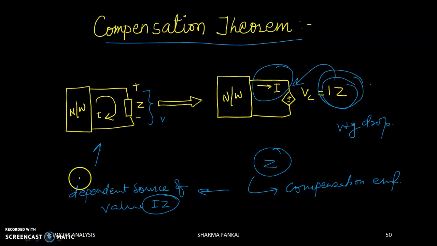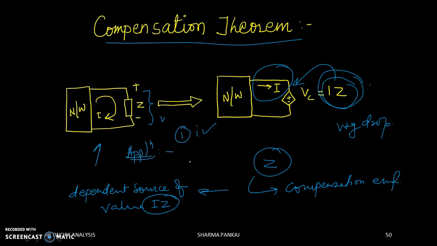What is the application? Application number 1: compensation theorem is useful in determining current. We can very easily apply this compensation theorem wherever it is required to find out the value of current flowing across a specified branch or a specified element.